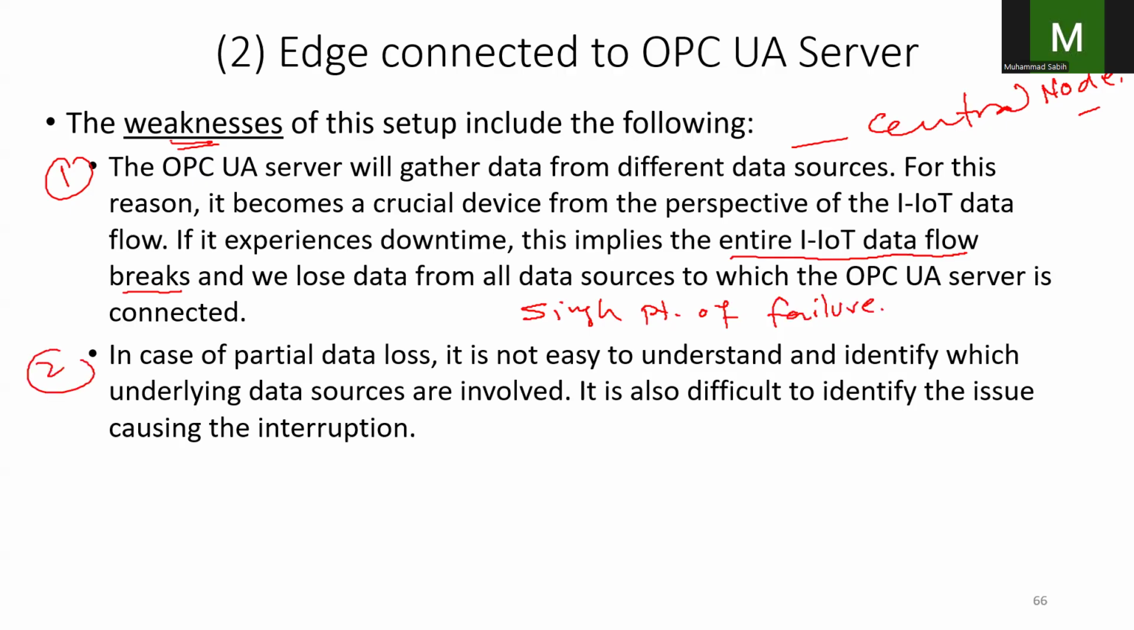Secondly, even if we experience only partial data loss, it can be hard to pinpoint the source of the issue. So if there is an issue with some data, pinpointing that data source will be a problem. Since the data is aggregated at the OPC server, tracing the exact underlying controller or system causing the disruption becomes challenging.